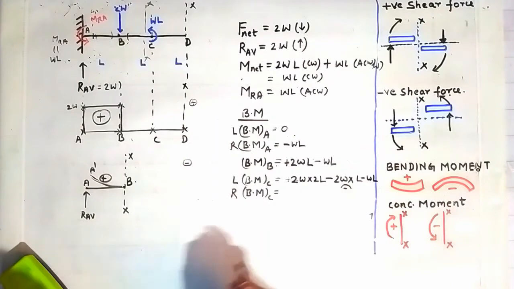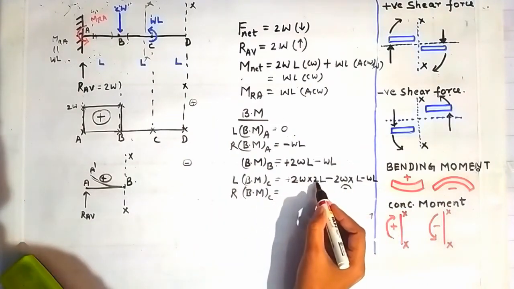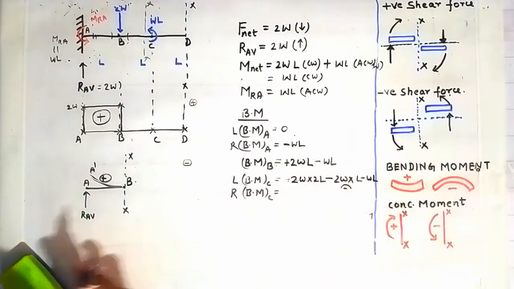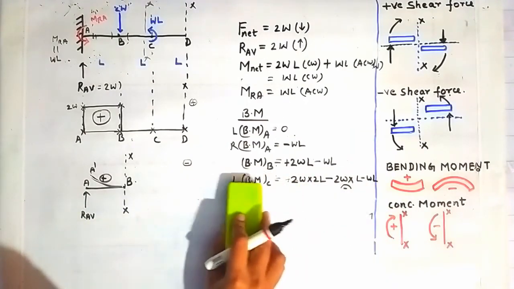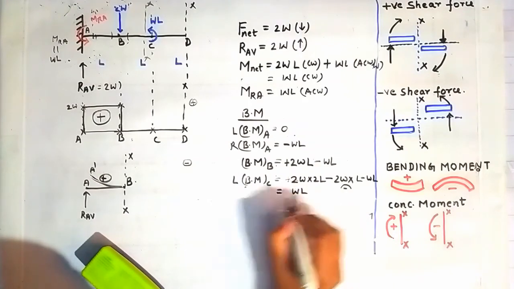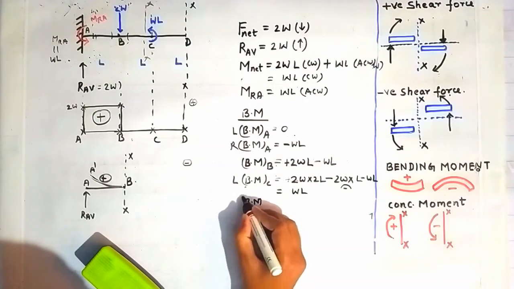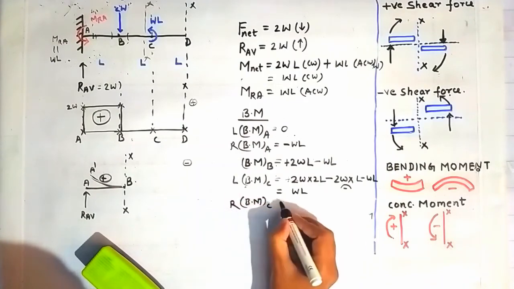So it will give us a bending moment of 4WL minus 2WL minus WL, which gives us a bending moment of how much? WL.